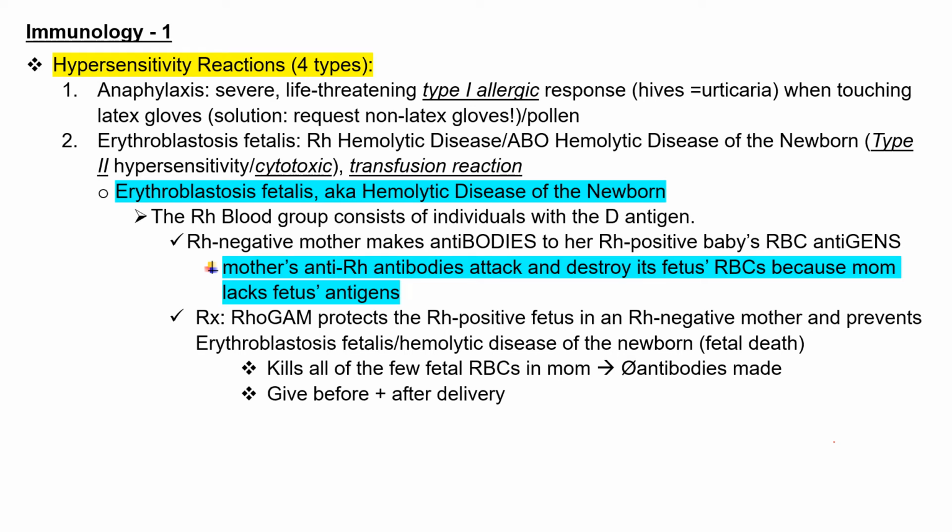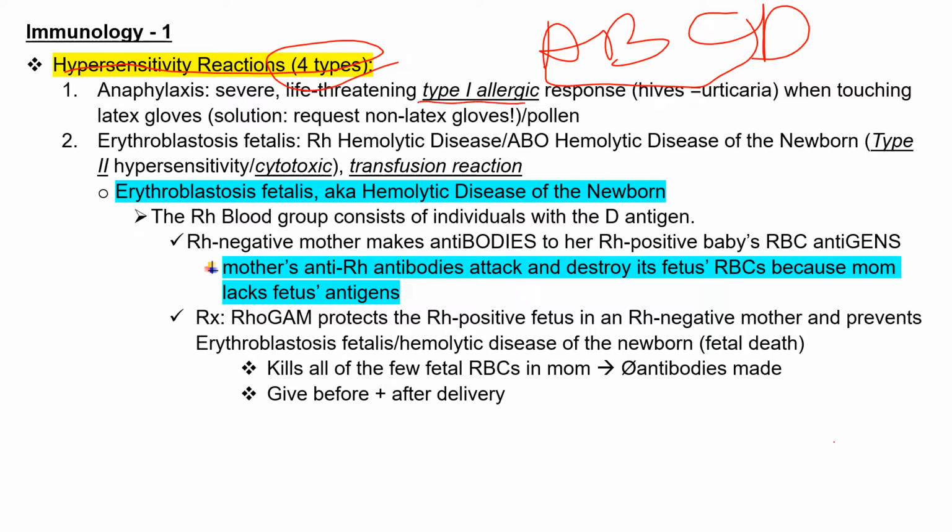Week 2 summary, Immunology 101. Let's go over the hypersensitivity reactions and their examples. There are 4 types of hypersensitivity reaction, A, B, C, D. The first A, B, C are antibody-based. The first one is allergy, type 1 allergic response.